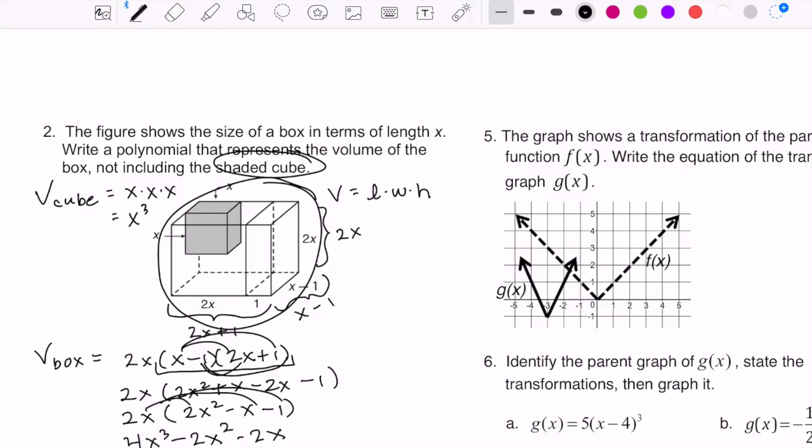So we are just going to take 4x cubed minus 2x squared minus 2x, and then we're going to subtract out that x cubed because that's the volume of the cube. And then that's just going to give us, when we combine like terms, 4x cubed minus 1x cubed is 3x cubed. And then minus 2x squared and minus 2x.